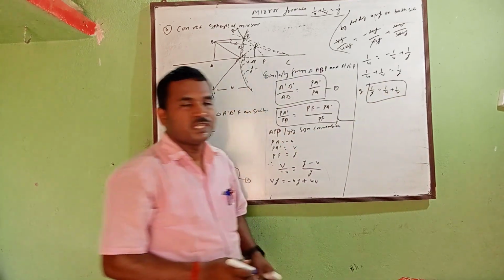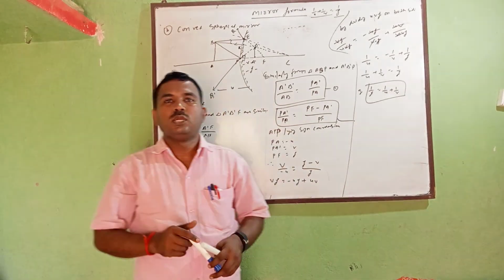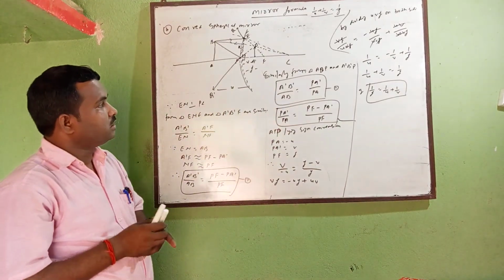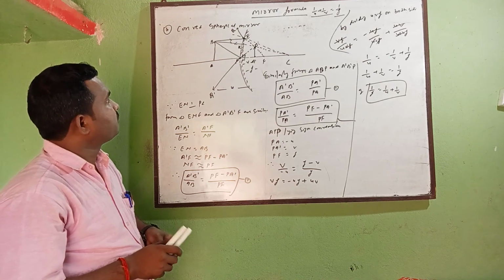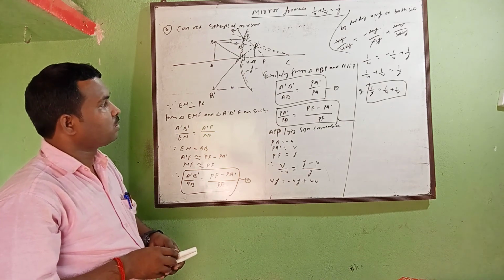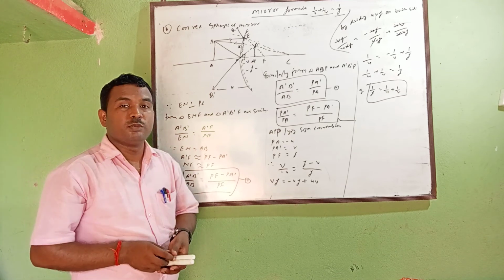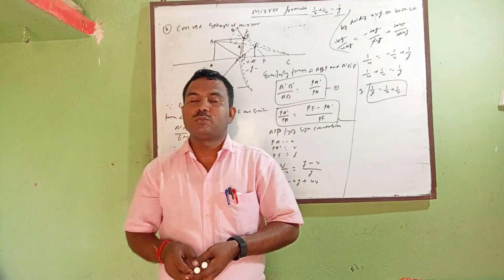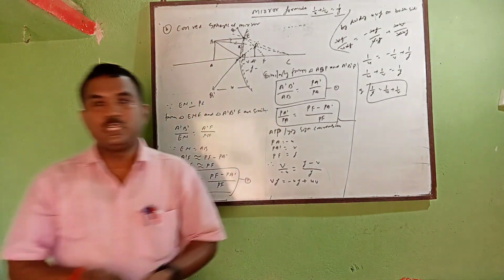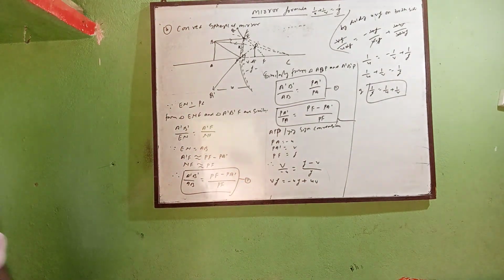So this is the equation, students. I think you can write this. We got the final equation: 1 by U plus 1 by V is equal to 1 by F, using a convex spherical mirror. Is it clear? So both of these equations are correct, and very important.